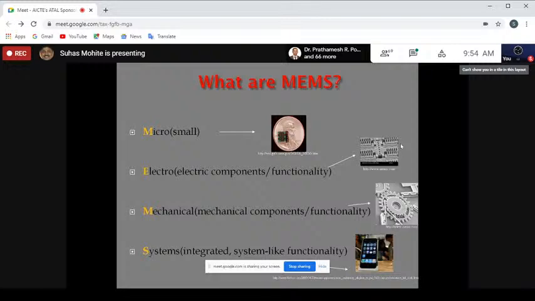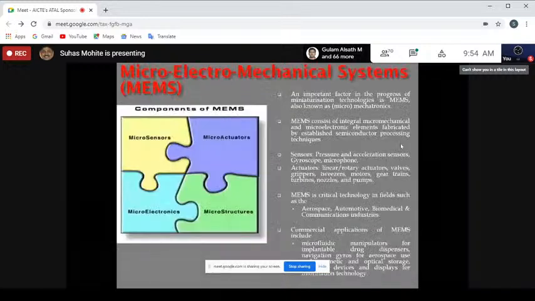Silicon was never talked about as a mechanical material. However, silicon is being used by mechanical engineers, and that is how the emergence of MEMS has occurred. Microelectromechanical systems have got sensors, miniature sensors, micro actuators, microstructures, and microelectronics. So it's a very strong integration of sensors, actuators, electronics, and microstructures.